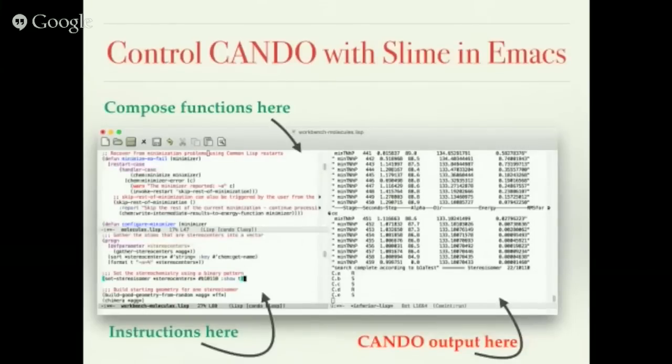Then I load it into CANDO. You work with CANDO in Emacs using this programming environment called Slime. Basically, here I'm writing functions that are Common Lisp functions that build molecules. Here I'm giving instructions. I'm telling CANDO what to do with the functions and the molecules that it loads. And here is a window where CANDO is running and generates its output. Okay, this is a REPL, a read-eval-print loop system. Basically, you just put the cursor on one of these lines, you hit a key, and it sends this expression to CANDO. It does something and generates output.